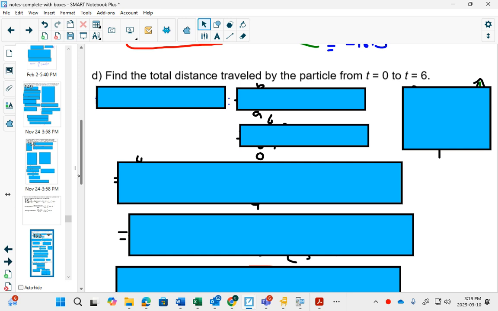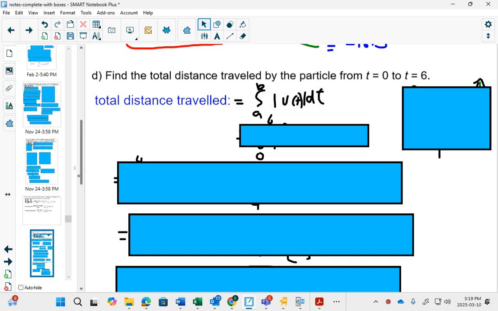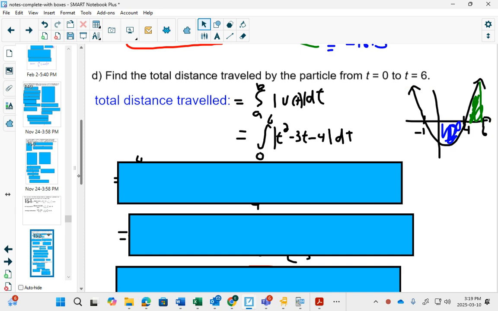So find the total distance traveled from 0 to 6. Total distance traveled would be the absolute value, so if we had a calculator, we would definitely do it this way. We draw a picture of that. We have part of it being negative, you would have to have it flipped up. If this was non-calculator, you would have to find this x-intercept of 4, and do the integral from 0 to 4, make it positive, and then do the integral from 4 to 6.